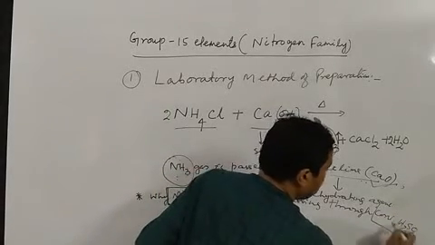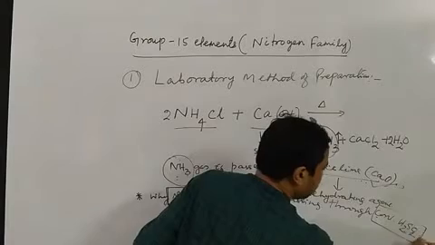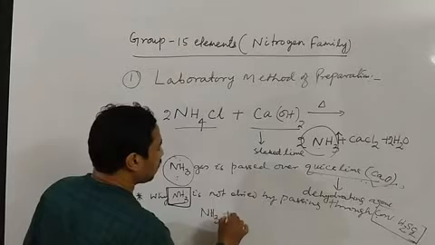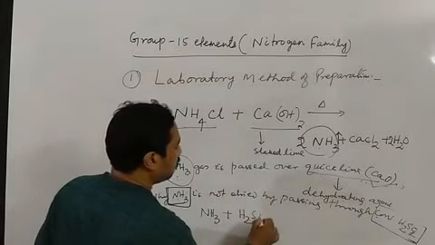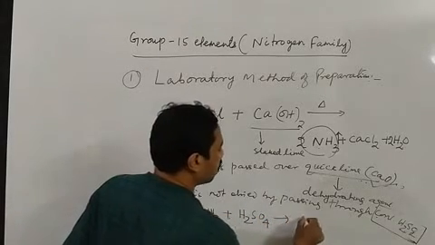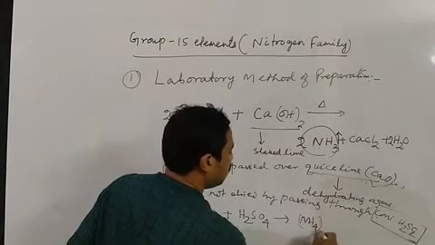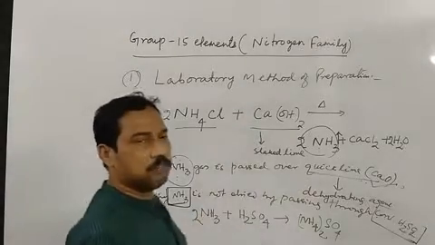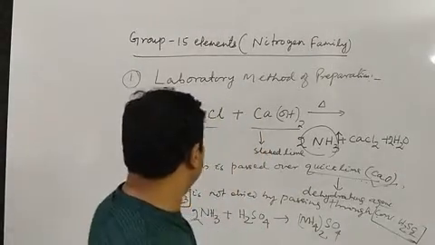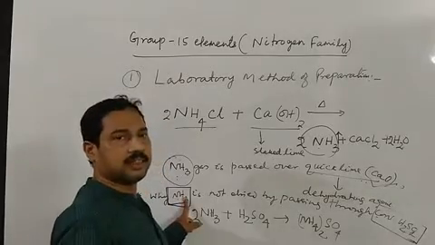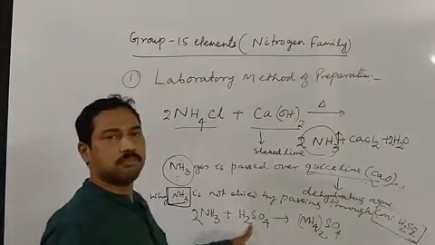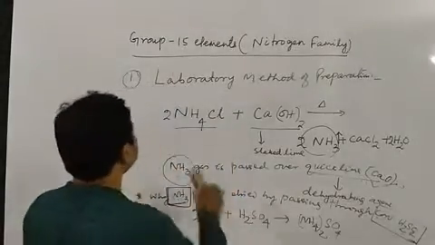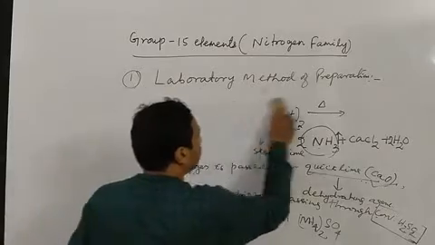Concentrated H2SO4 is a strong acid. So ammonia immediately reacts with the concentrated sulfuric acid to form the salt ammonium sulfate. Therefore, concentrated sulfuric acid is not used for drying ammonia gas, because it reacts with ammonia to form salt. So this is the laboratory method of preparation.